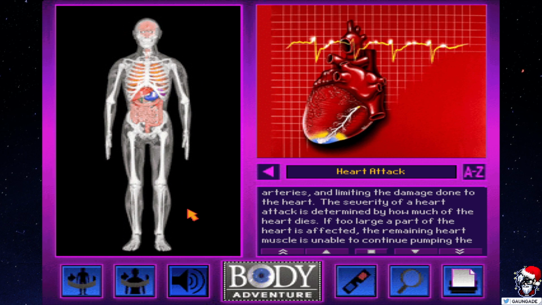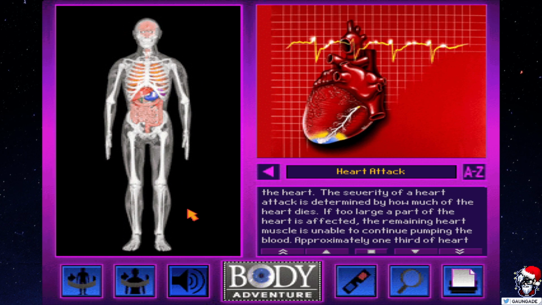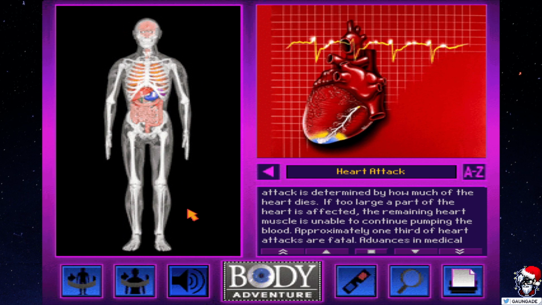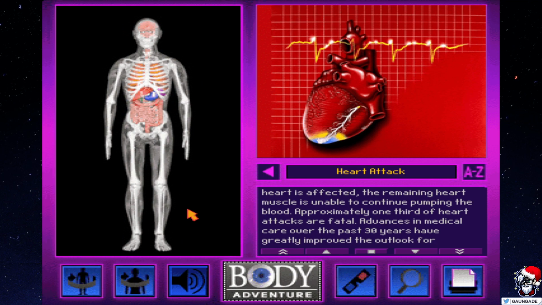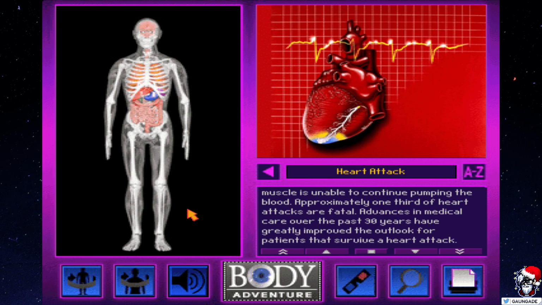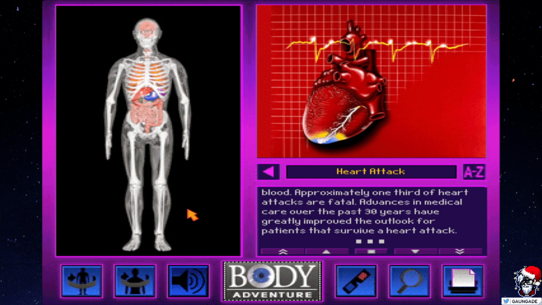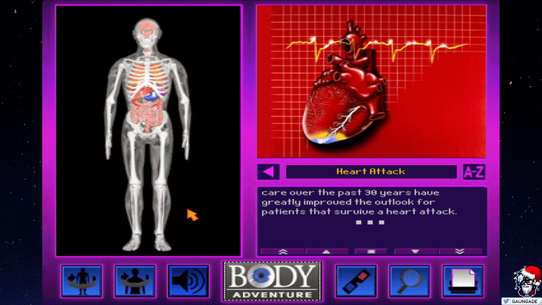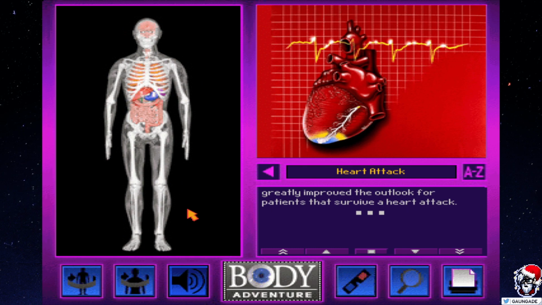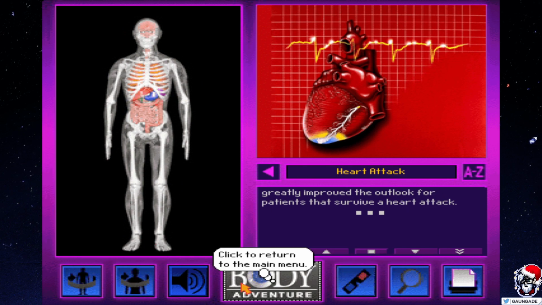The severity of a heart attack is determined by how much of the heart dies. If too large a part of the heart is affected, the remaining heart muscle is unable to continue pumping the blood. Approximately 1/3 of heart attacks are fatal. Advances in medical care over the past 30 years have greatly improved the outlook for patients that survive a heart attack.